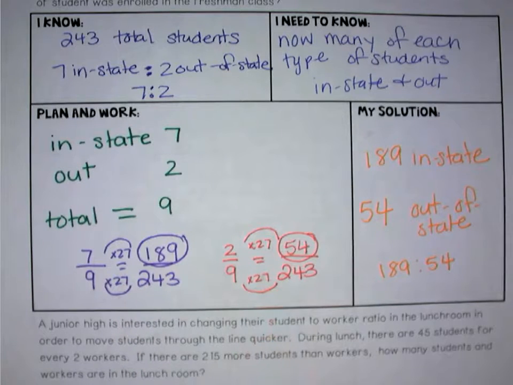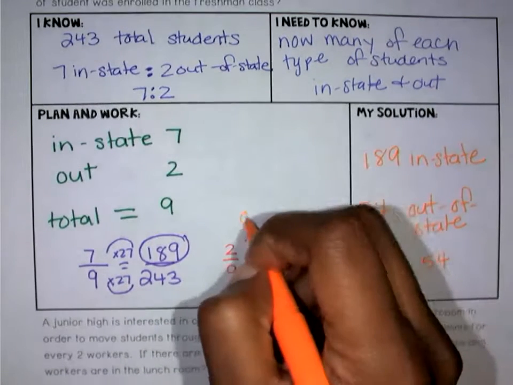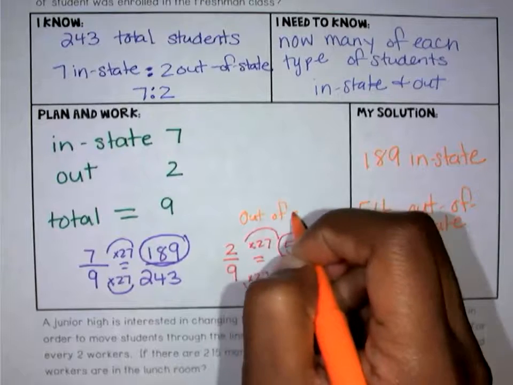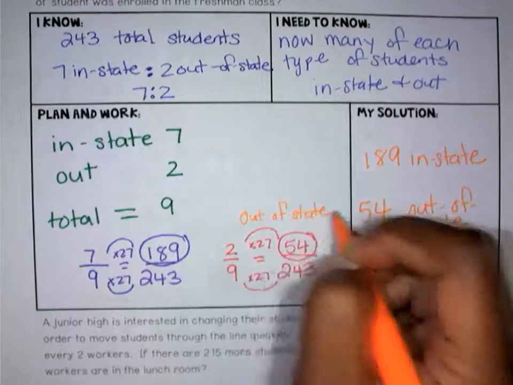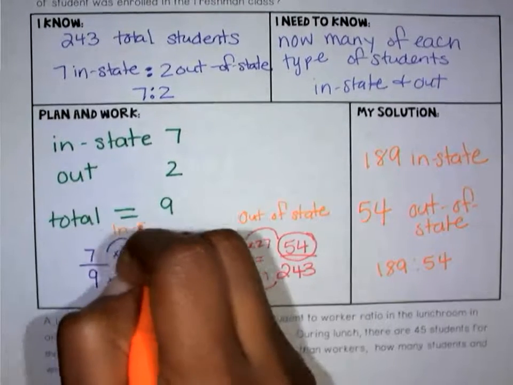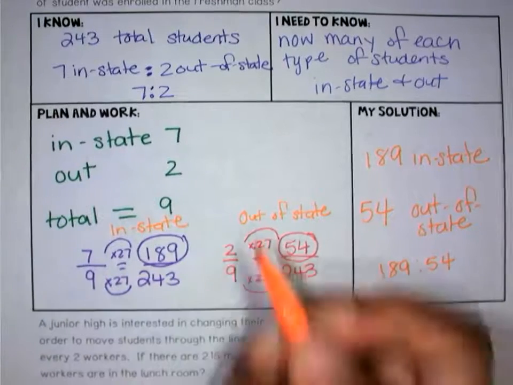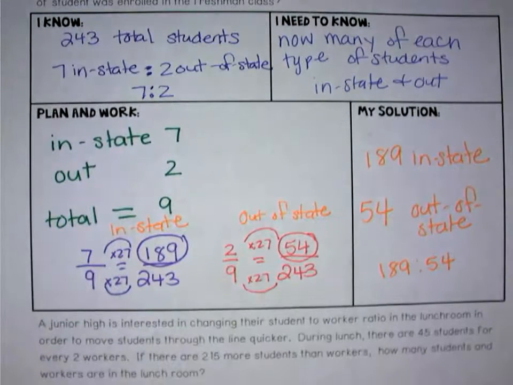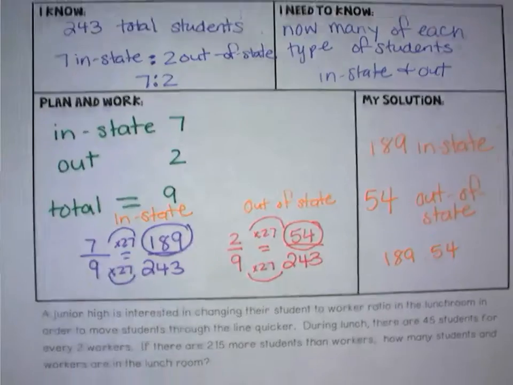All right, let me write that. Make sure you write, this one is out-of-state, so when you go back and look at it, you know which one is which. And this is in-state. All right, moving on to the bottom.